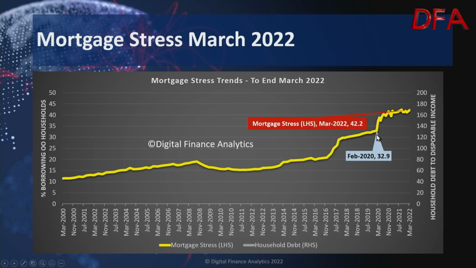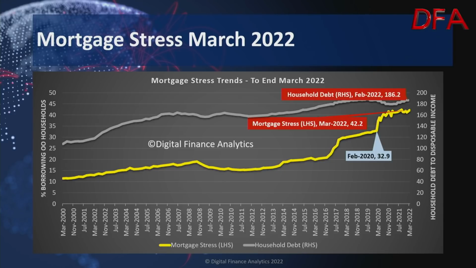Now, that's a relevant date because that's pre-COVID. So since COVID has come, and since all of the government stimulus and low interest rates, overall mortgage stress has moved up 10%. That's a big move, and it's still going higher. And that is a concern, as you'll see a bit later.